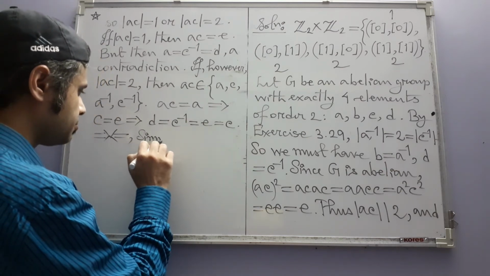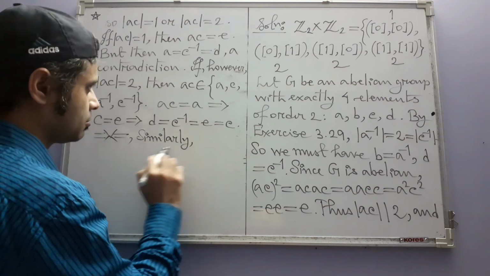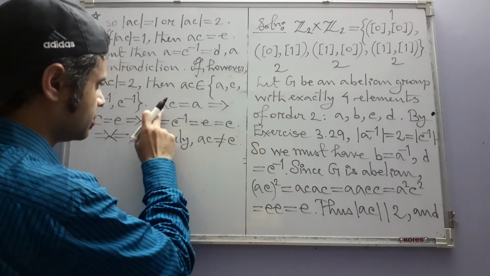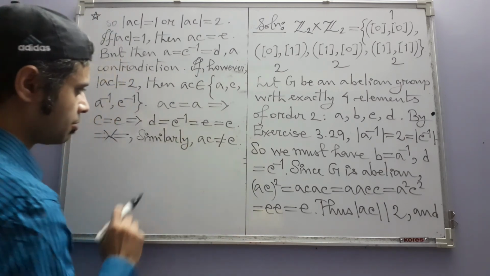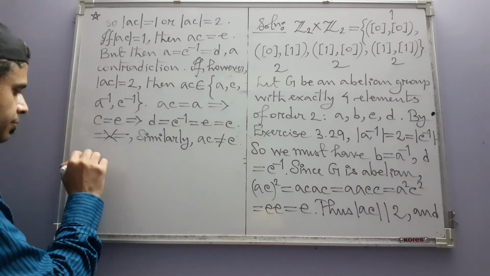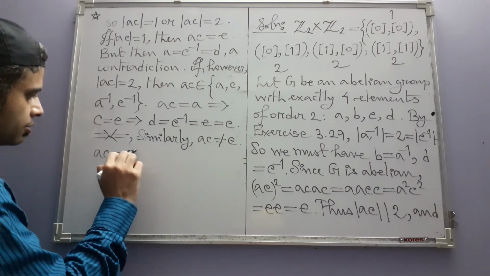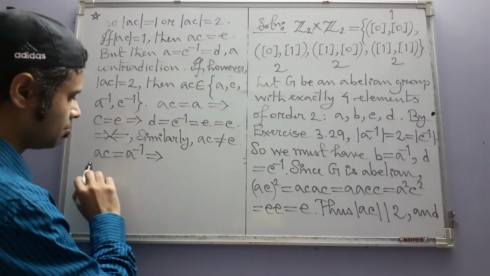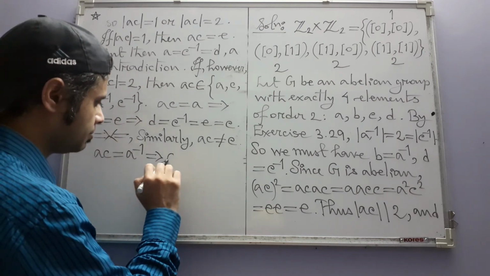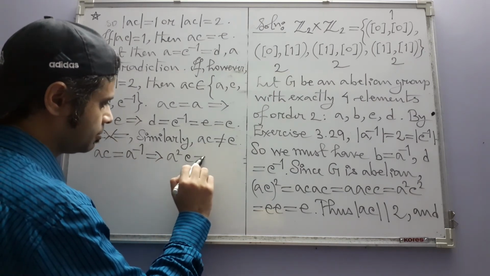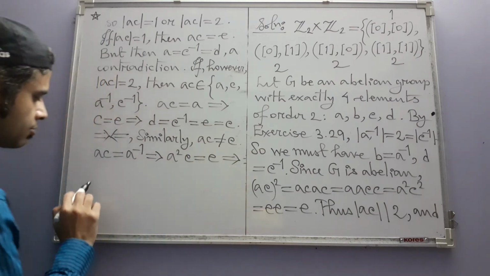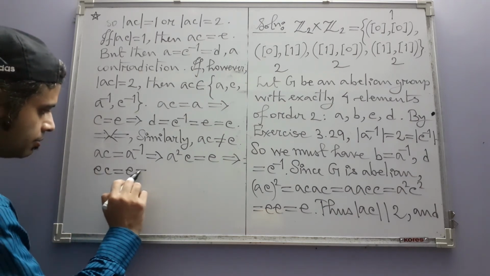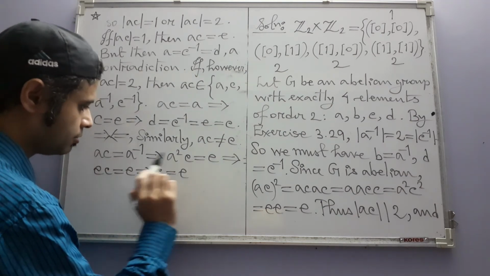Similarly, AC cannot be equal to C, because you will get a similar contradiction if you follow similar lines of thought. And if AC is equal to A inverse, say, then what happens? If you pre-multiply on both sides by A, you get A square C equal to E, but A squared is E because A is of order 2, so EC is equal to E. This implies C is equal to E.